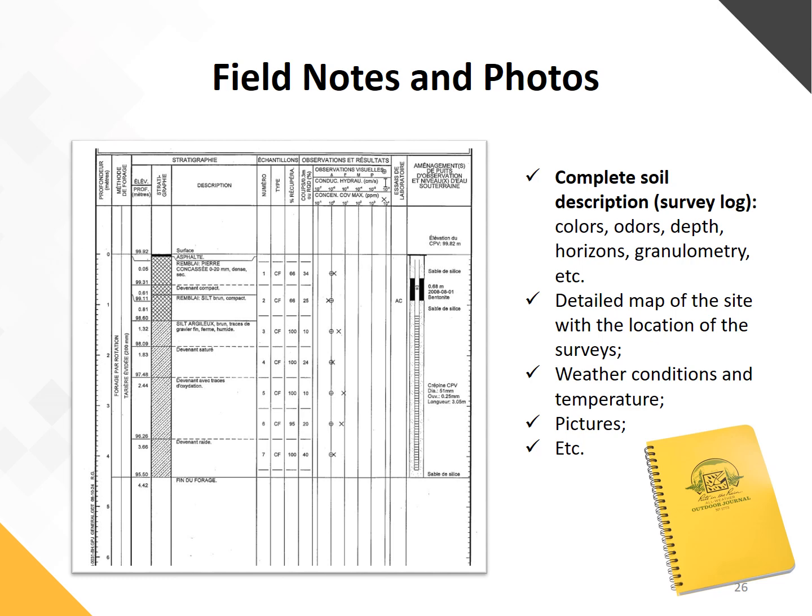In this survey log, as you see on the image, you need to write down the depth of the trench or the borehole. You're going to write the colors, the odors, the depth, the horizon, granulometry. So you write everything about the soil. And in this log, you also write the different samples that you have taken. So when you send a sample to the lab, you know what part of the soil you're sending. Is it the bottom of the borehole? Is it only in the backfill at the surface? So it gives you information.